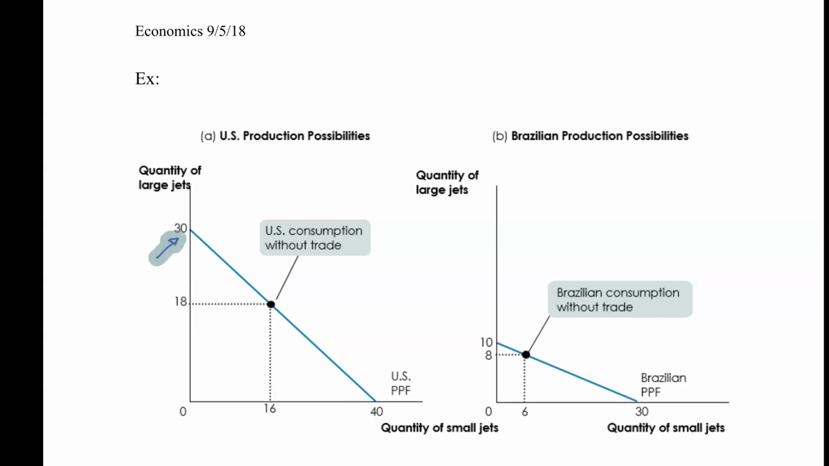So let's look at the opportunity cost for each. Once again, remember, opportunity cost is we're looking at the slope of the line, and the denominator is going to be for what we're looking the opportunity cost of. So if I'm looking for the opportunity cost of large jets, that's what I'm going to put on the denominator.